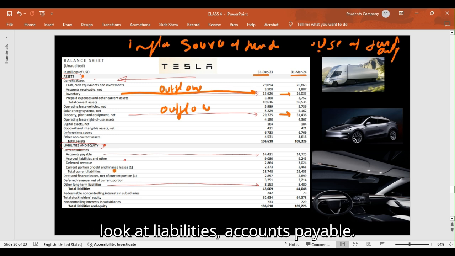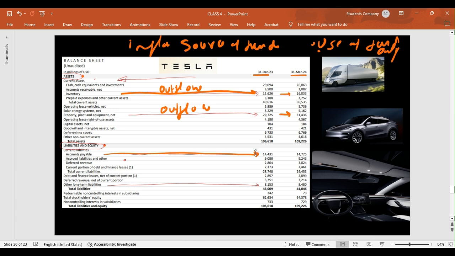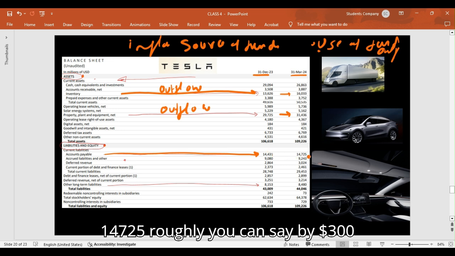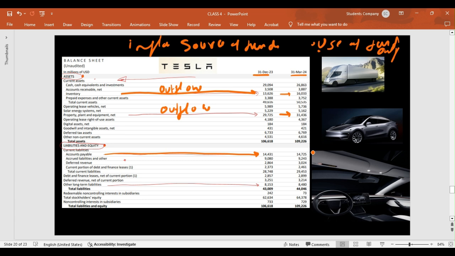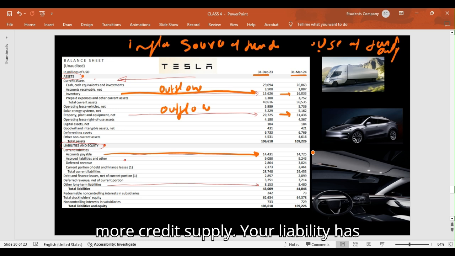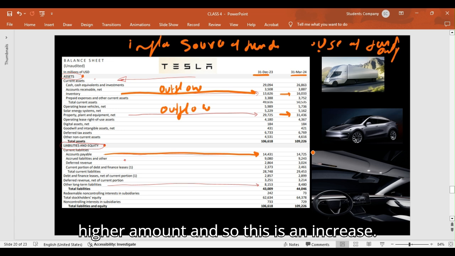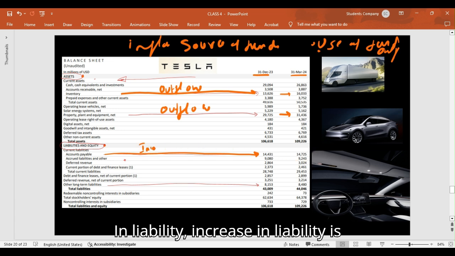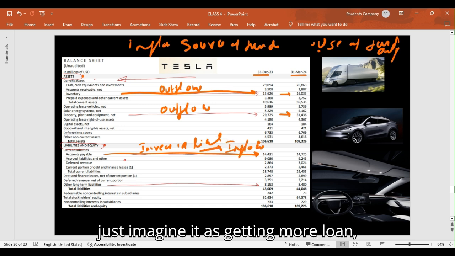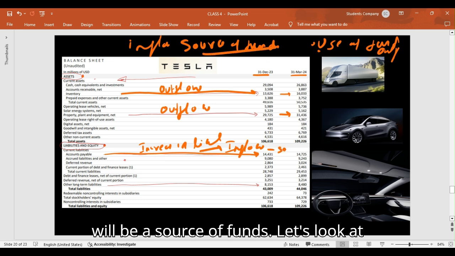Now let's look at liabilities. Accounts payable. Accounts payable are like credits, credits you get from your supplier. So the accounts payable was 14,431 in December 23. It has slightly increased to 14,725, roughly by $300 million. So accounts payable has increased. That means you are getting more credit supply. Your liability has increased. Now the creditor is giving you a higher amount, and so this is an increase in liability. Increase in liability is always an inflow of money. You can just imagine it as getting more loan, a higher loan. So it is an inflow, and this will be again a source of funds. Inflow will be a source of fund.